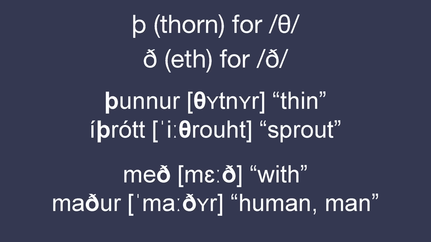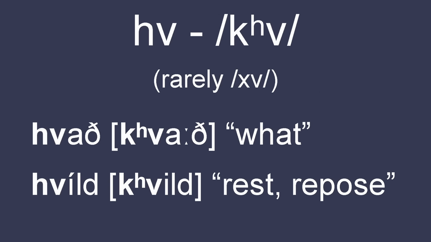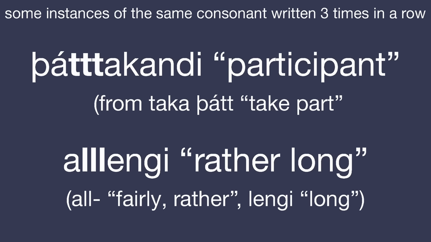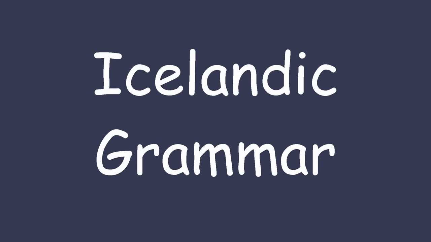Icelandic also retains the letters thorn and eth for th and the, respectively. The digraph HV is pronounced kva, and with prefixing and suffixing, there are cases in which the same consonant can be written three times in a row. Now we can talk about the nightmare that is Icelandic grammar.